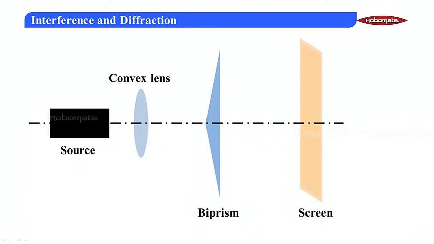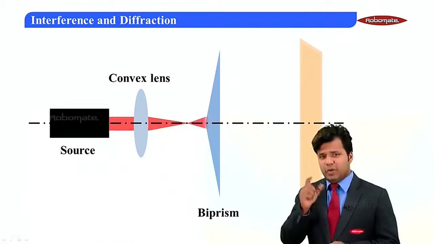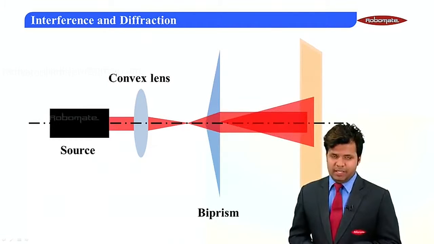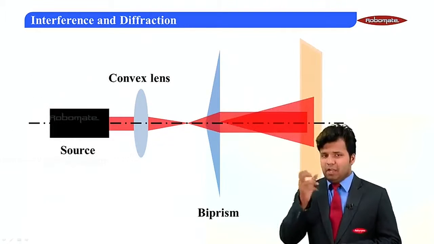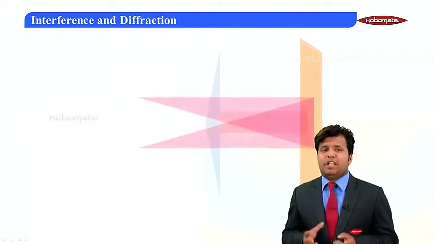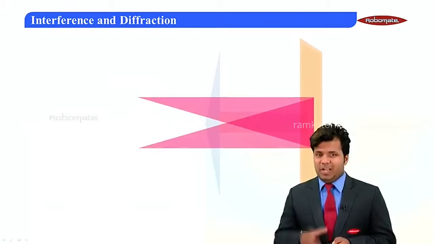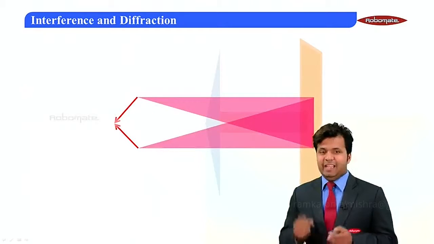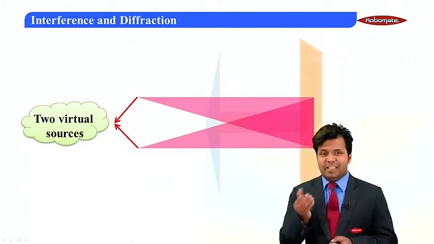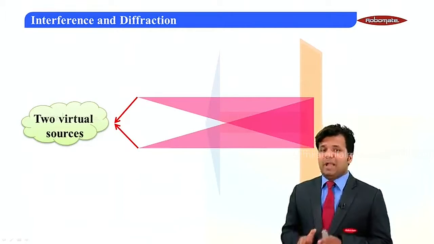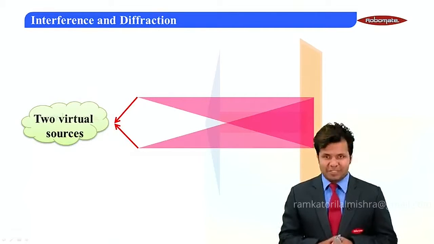Now students, light comes out of the source, converges and moves towards the biprism, and the biprism in turn produces an interference pattern on the screen. When this interference pattern is observed, it looks as if it is obtained from two virtual sources. These two virtual sources are obtained by the biprism, and they help in interference and make the patterns very clear. So students, this is how the biprism experiment is performed.